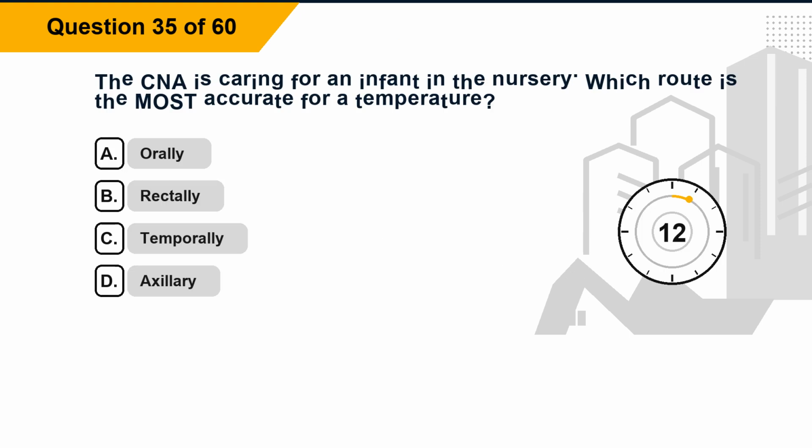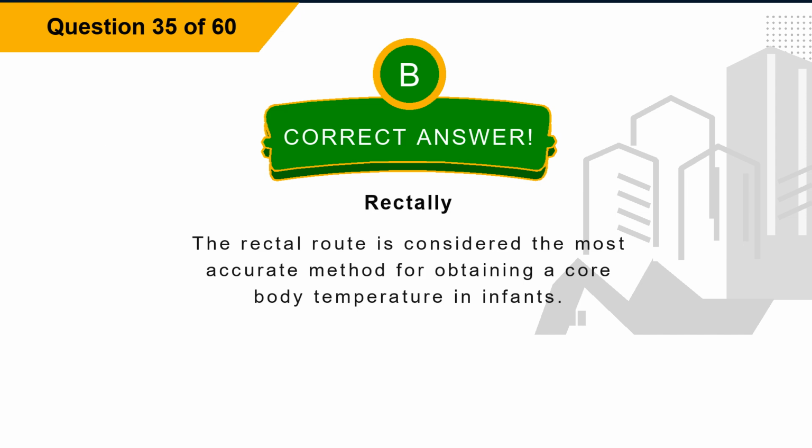Question 35. The CNA is caring for an infant in the nursery. Which route is the most accurate for a temperature? Option A, orally. Option B, rectally. Option C, temporally. Option D, axillary. The correct answer is option B, rectally. Explanation: the rectal route is considered the most accurate method for obtaining a core body temperature in infants.